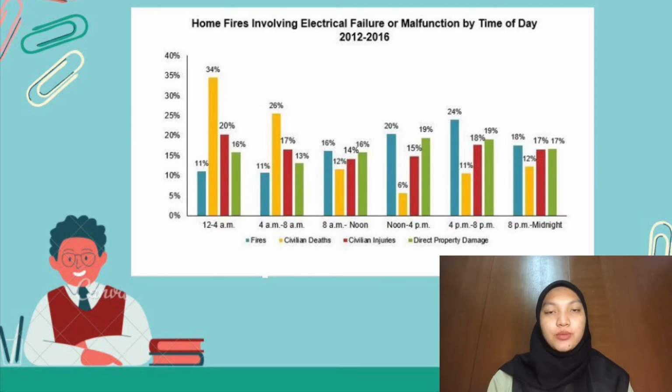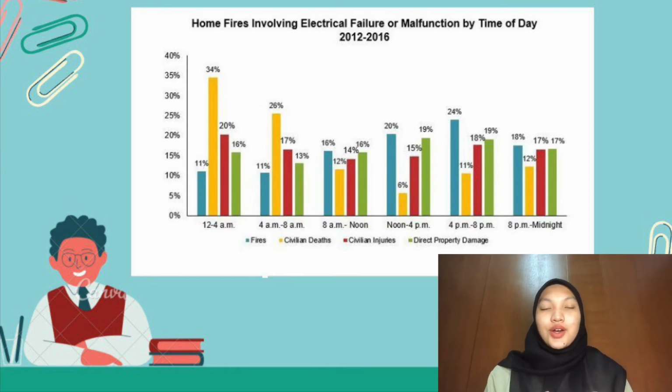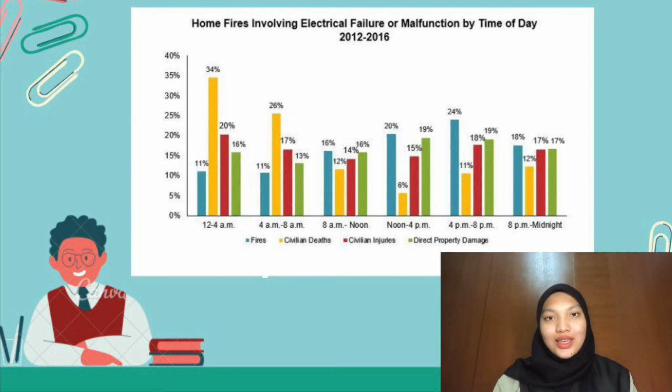From 4 p.m. to 8 p.m., there was a slight increase for fires. For the direct property damage, it remained the same, which is at 19%. Alright, there was slow growth for the cases of home fires involving electrical failure for civilian injuries. After that, we can see the civilian death slightly rise with 5% more than before.